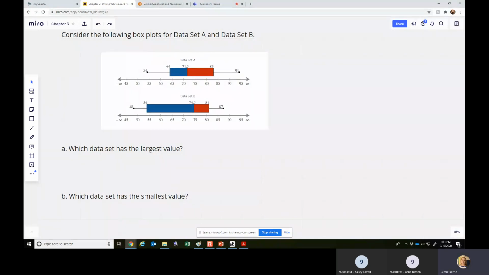All right, so y'all tell me, what do you think, A or B? I know it's hard to go in between the chat and watching the video, so you can just unmute yourself if you want to.